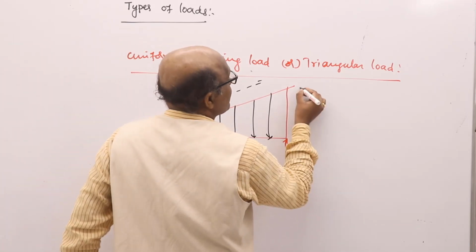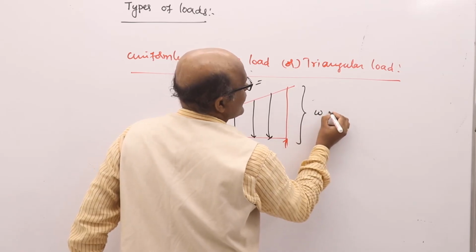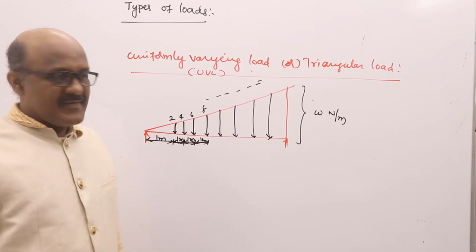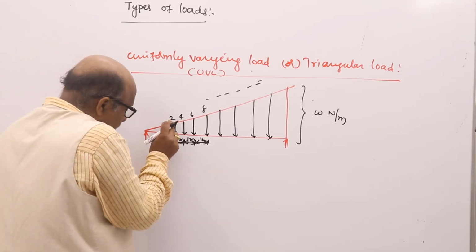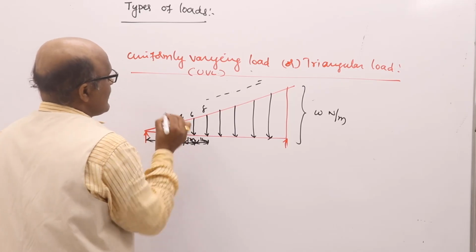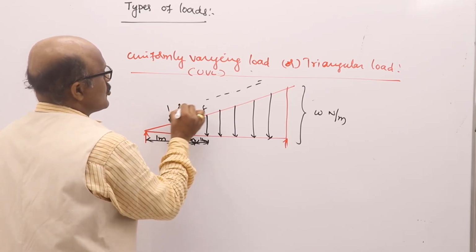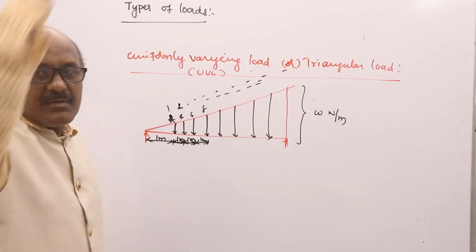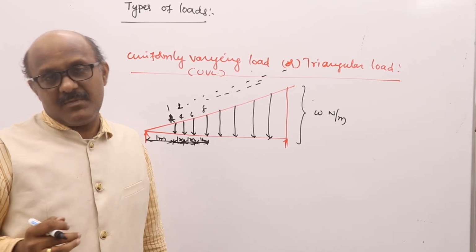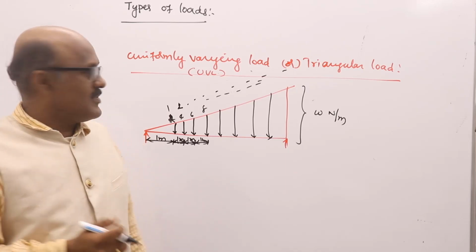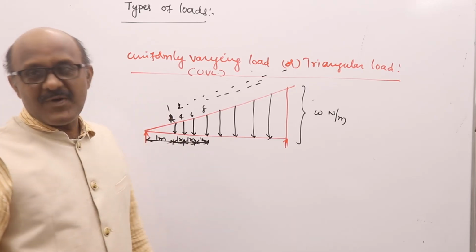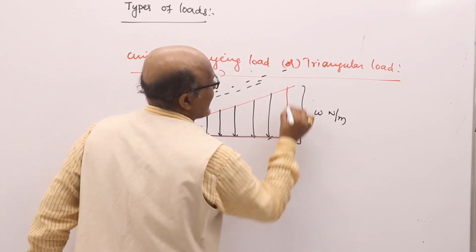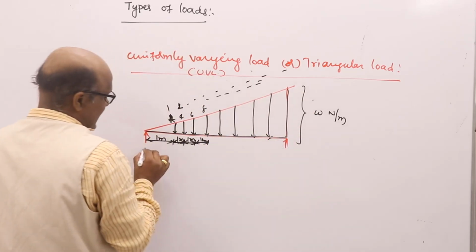So here it is represented like this, W newton per meter. Suppose here is 1 for 1 meter, next meter 2, increasing like this. So the load varies uniformly, but the variation must be uniform. So that is called a uniformly varying load. See, my dear students, it is in the form of a triangle.